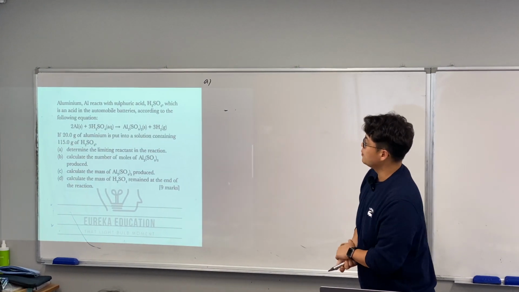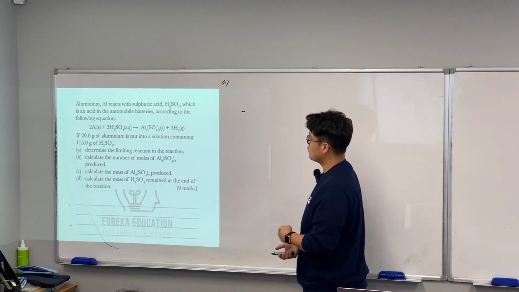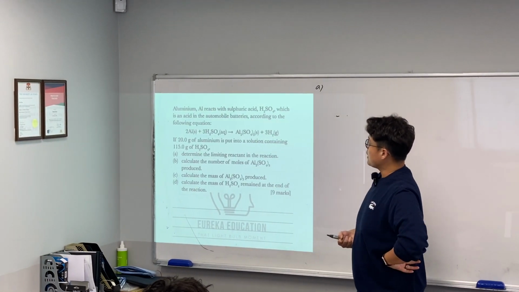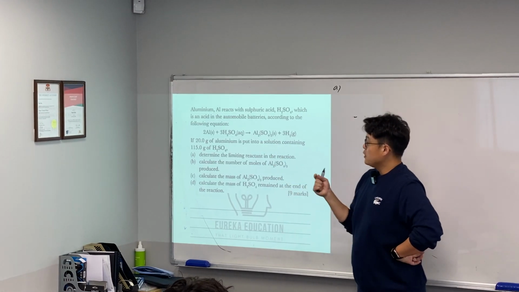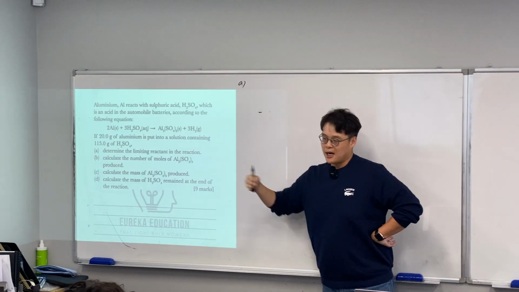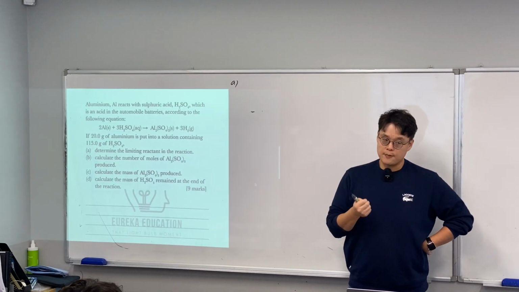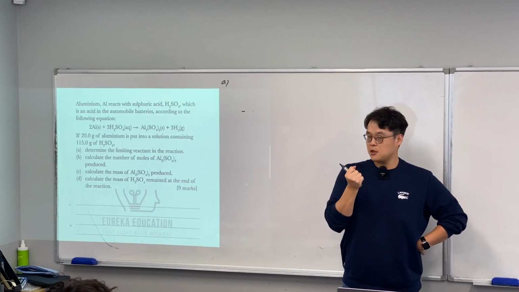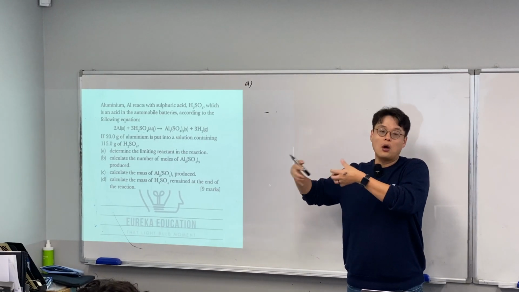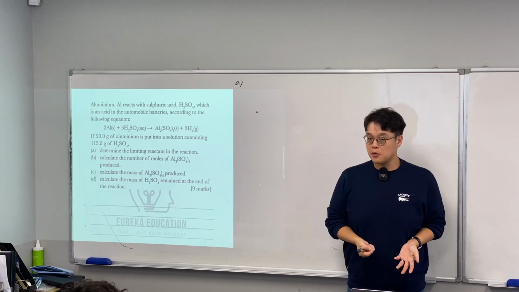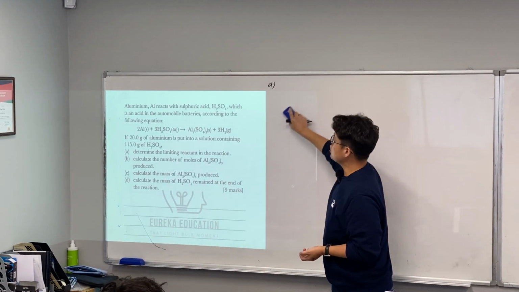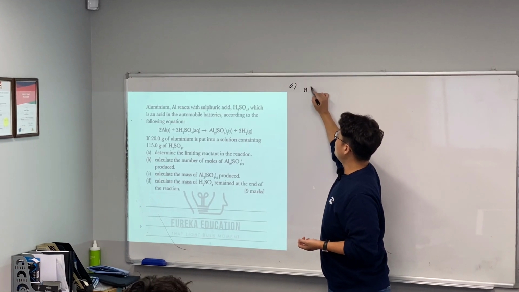Okay, aluminium reacts with sulfuric acid, H2SO4, which is an acid in automobile batteries. We have been given the reaction between those two. You've got to understand one thing: even though the question is guiding you to find the limiting reagent, the time that you must find the limiting reagent is when you're provided the mass or number of moles of the two reactants. So to find the limiting reagent, you always need to start with finding the number of moles of everything.